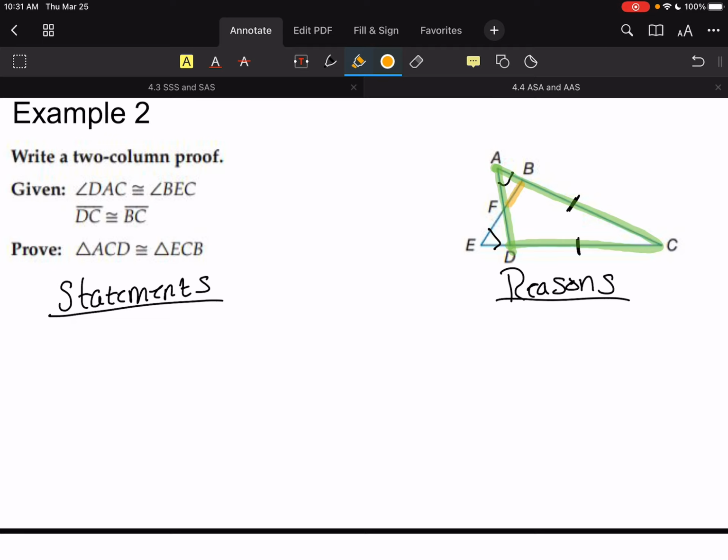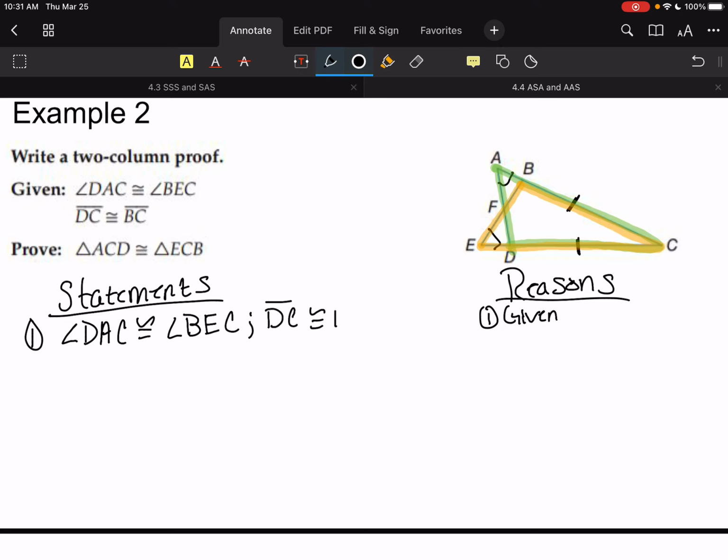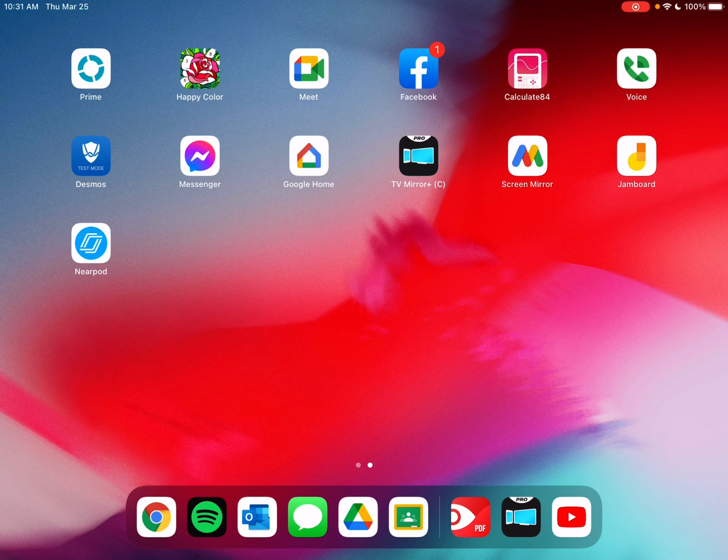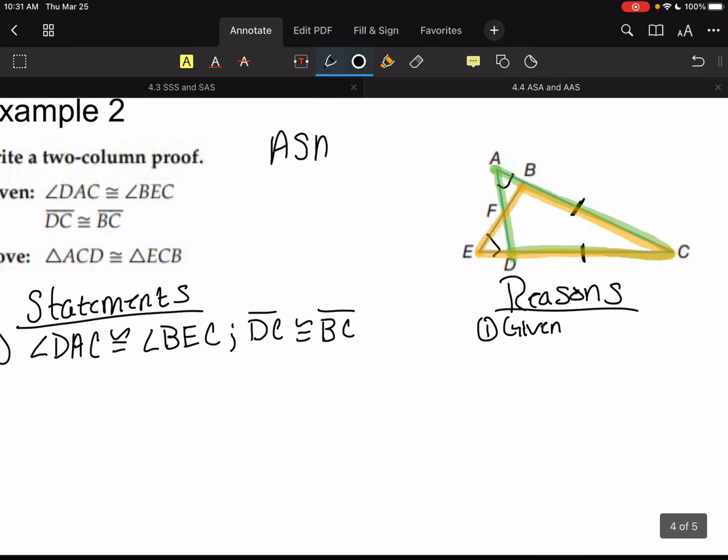And then we have this orange one. Okay, so let's start off with our givens. Angle DAC is congruent to angle BEC, and DC is congruent to BC. All right, so we need to use either angle, side, angle, or angle, angle, side.